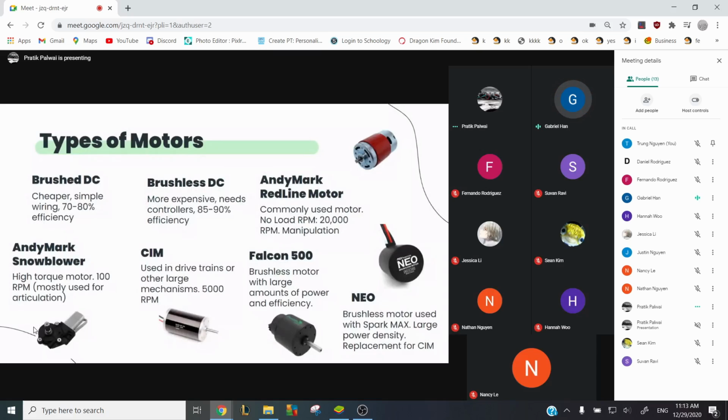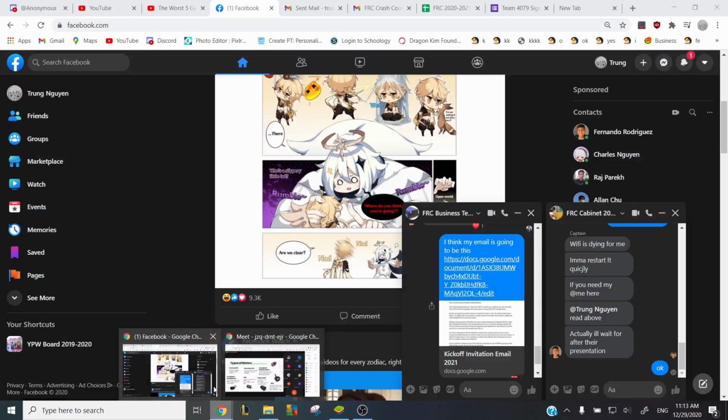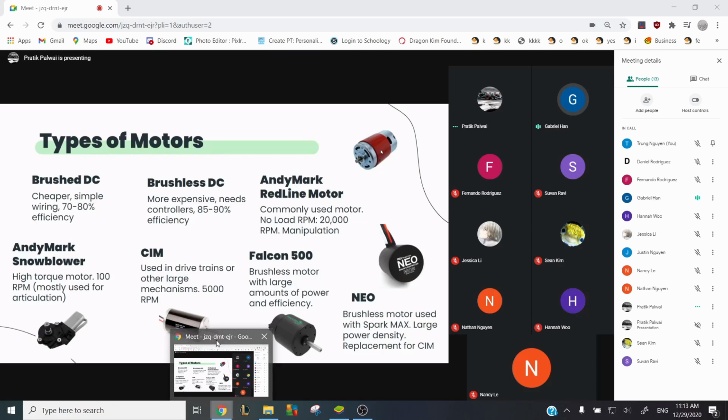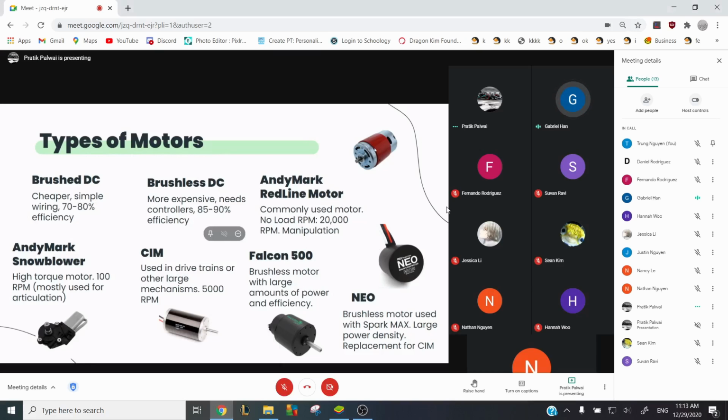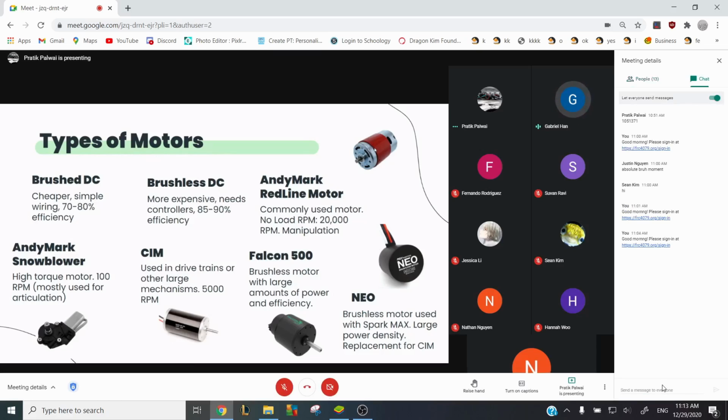All right, so there are a bunch of different types of motors that we commonly use in FRC. These are some of the most common ones listed. First of all, you have brushed and brushless motors, which Pratik just went over. As you can see, brushed motors are usually running around 70 to 80% efficiency, while brushless ones are at 85 to 90% efficiency. The first motor we have is the Redline motor. This is a really commonly used motor, usually used for manipulation. If you're manipulating items, like creating a shooter or something, you would probably use this one. It has a pretty high RPM. It runs at around 20,000 RPM without any load.